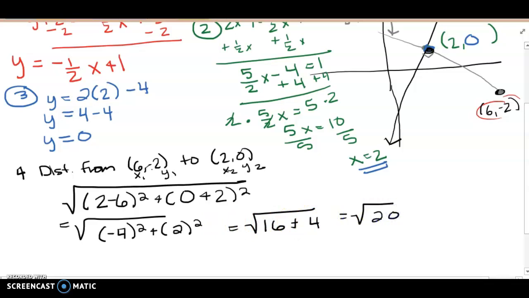So this is the square root of 20, and if you want to go further, you can either simplify that as a radical, or if you don't remember how to do that, you can plug it into your calculator to get 4.47 roughly. And that would be your answer.